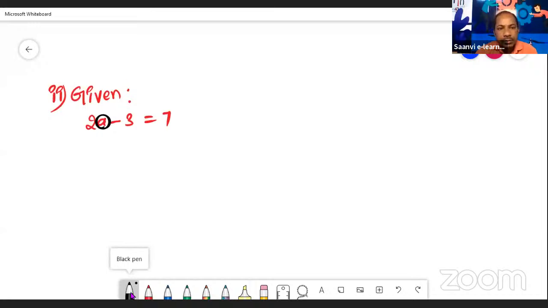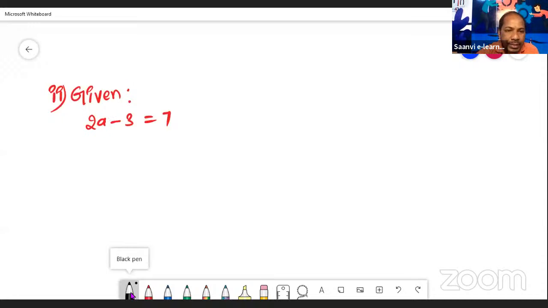So to find this value of a, here minus 3 extra is there and 2 extra is there. So minus 3 and 2 we have to send that side. If there is no minus 3 and 2, directly we can say a is equal to 7. But here minus 3 extra is there and 2 also extra is there. So these two numbers we have to send that side. So let us see how.